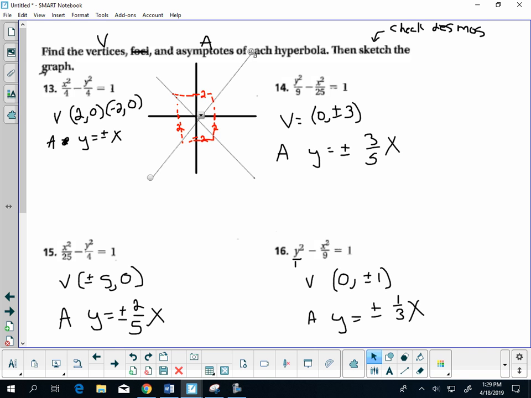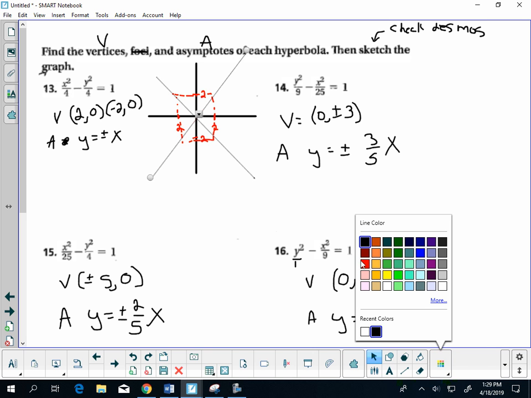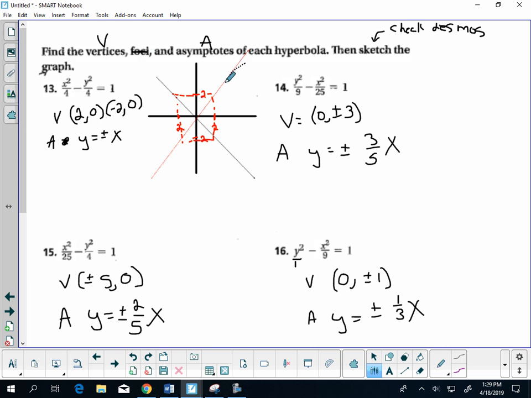If I had a better drawn box, that would be better. And as I said, that is going sideways because my x is first. Use the asymptotes to kind of guide you. I did not mean to have a dotted line. That's what happens when I get fancy. So there's the first one. There's the second half. Those are my vertices right there, which I went 2 and 2.